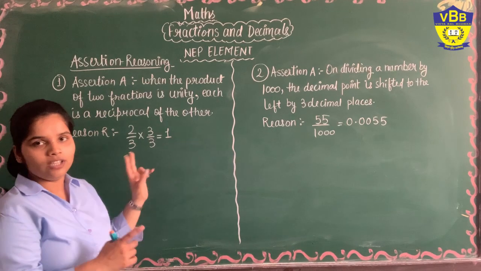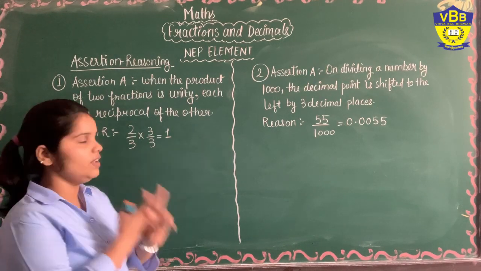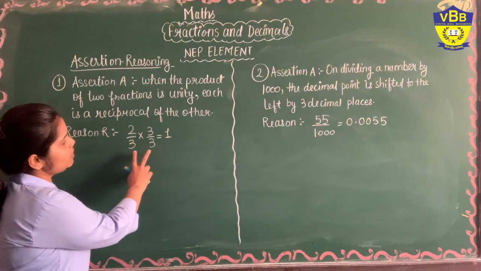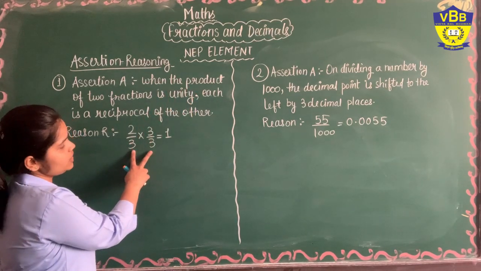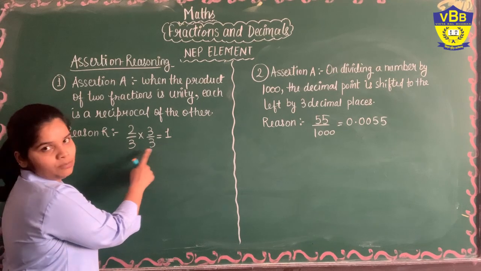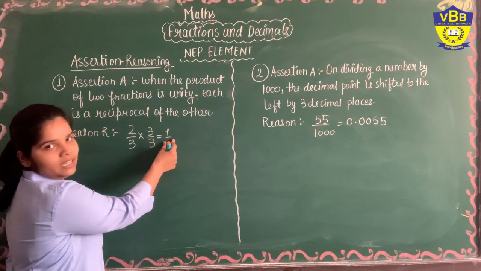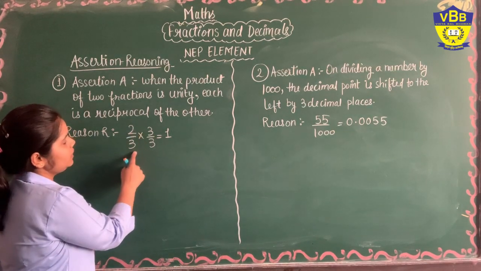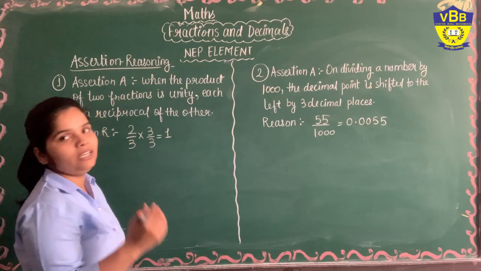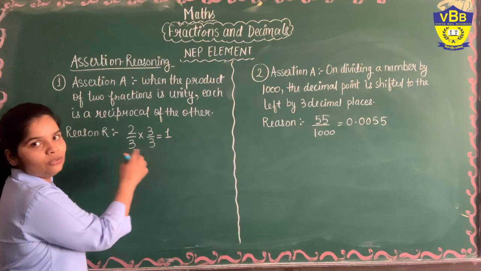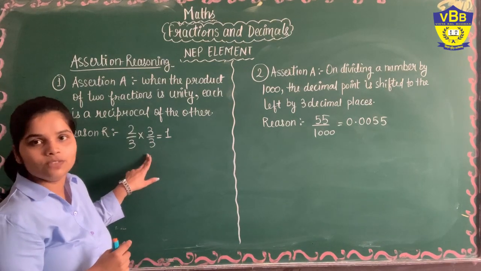You can think of this reason in two ways. First one, if you are multiplying two fractions, they should be reciprocals of each other to get the answer 1. Here it is 2 by 3. The reciprocal of 2 by 3 should be 3 by 2, not 3 by 3. So in that case, this reason is false.